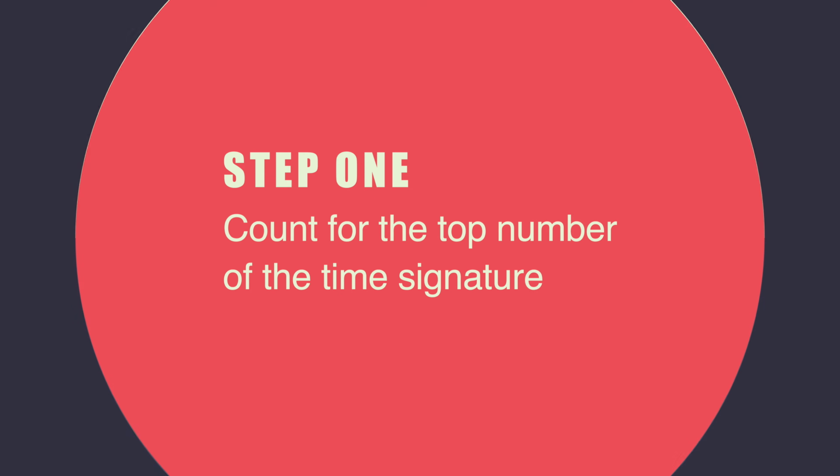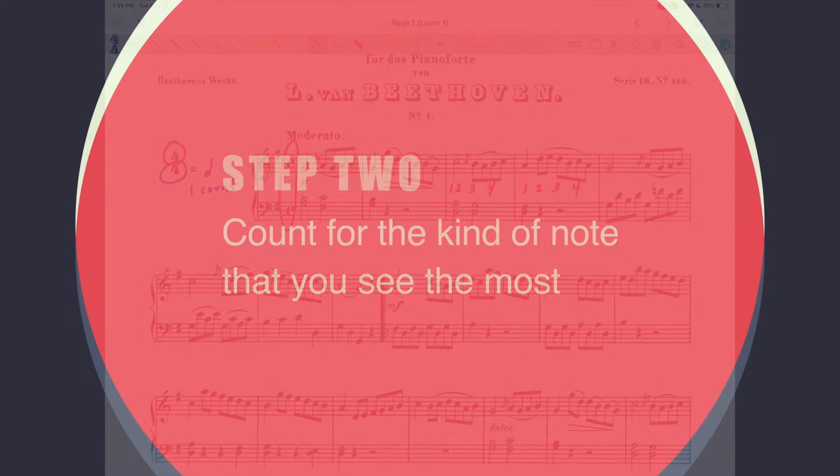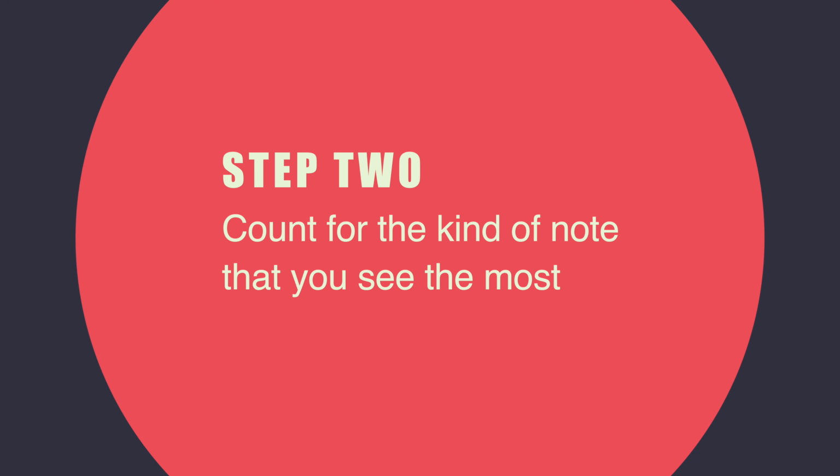Step 1 is to use the top number of the time signature and write that many beats in each measure. So if I wanted to write in the counts into a few measures, I would just be taking that top number 4 and figuring out where the 4 beats go in each measure. Now, if step 1 isn't helpful and you're struggling figuring out where the beats go, then you can try step 2. Step 2 is counting for the kind of note that you see the most.